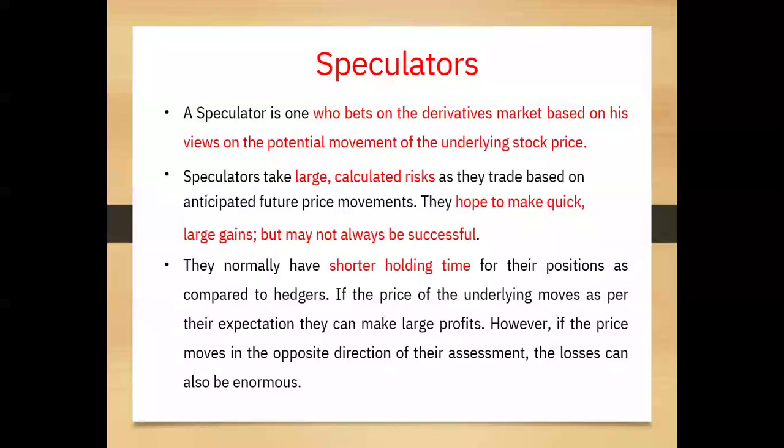In general, speculation is common in markets that exhibit substantial fluctuations over time. Normally, a speculator would take a bullish or bearish view on the market and engage in derivatives that will earn profit if this view materializes in future. They normally have a shorter holding time for their positions as compared to hedgers. If the price of the underlying moves as per their expectations, they can make large profits. However, if the price moves in the opposite direction of the assessment, the loss can also be enormous.